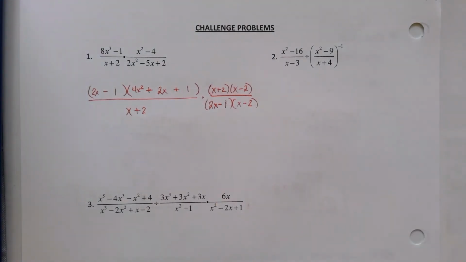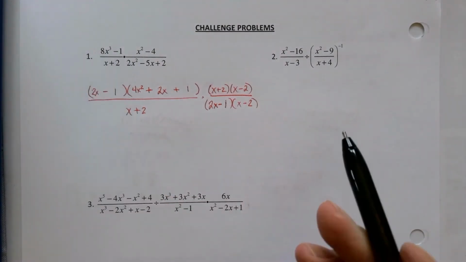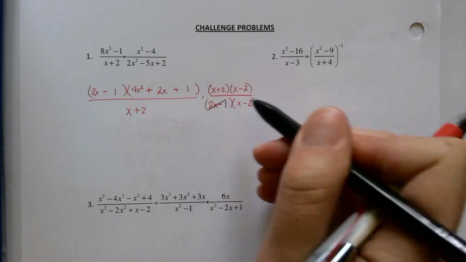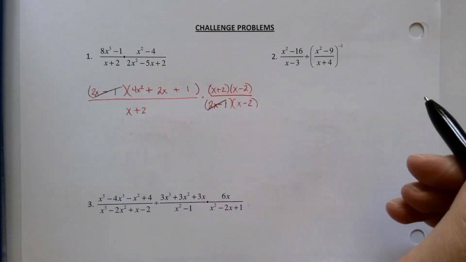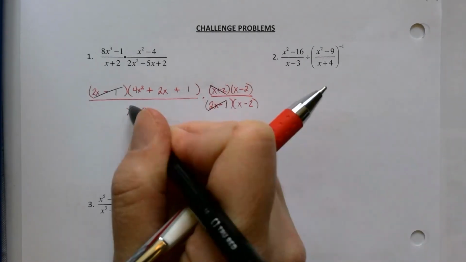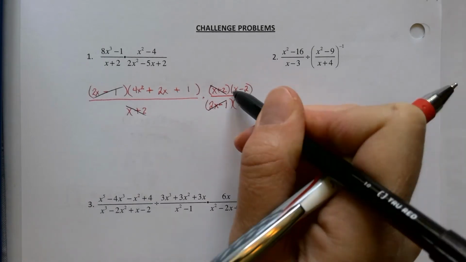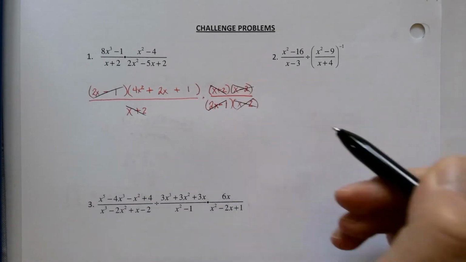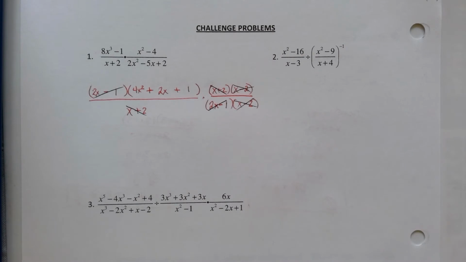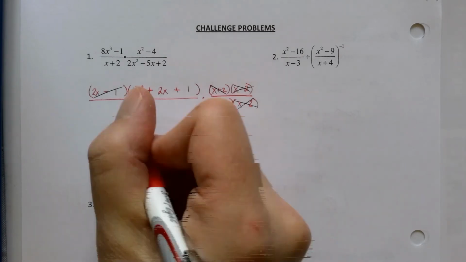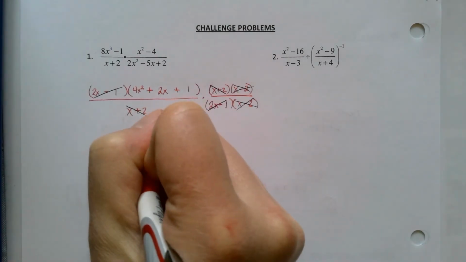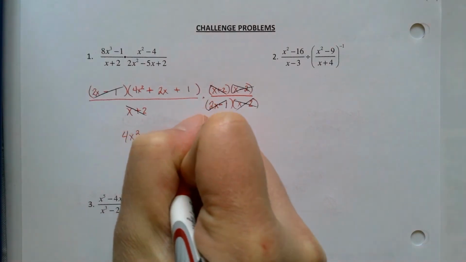Again, I think the challenging part was your cubic. And now I can cross cancel. So 2x minus 1 cancels with 2x minus 1. The 2x plus 2 cancels with that. And we have one more thing that cancels. I'm trying to show different ways so you can see what pairs up. So what is left is this 4x squared plus 2x plus 1.